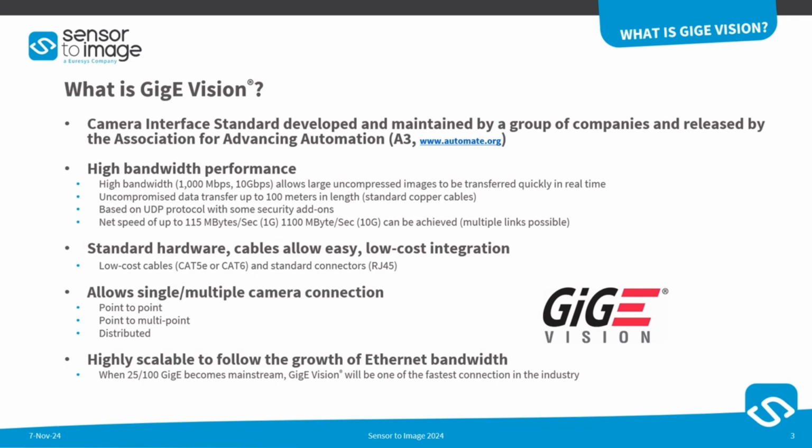As GigE Vision is based on standard Ethernet, it can benefit from its flexibility. This enables networking flexibility to set up point-to-point or point-to-multipoint, also known as multicast, connections. Bandwidth requirements are increasing as image sensors provide higher resolutions and faster frame rates, so GigE Vision can also benefit from the evolution of Ethernet. The next big step in this progression will be to adopt technologies to achieve 25G and 100G bandwidth.